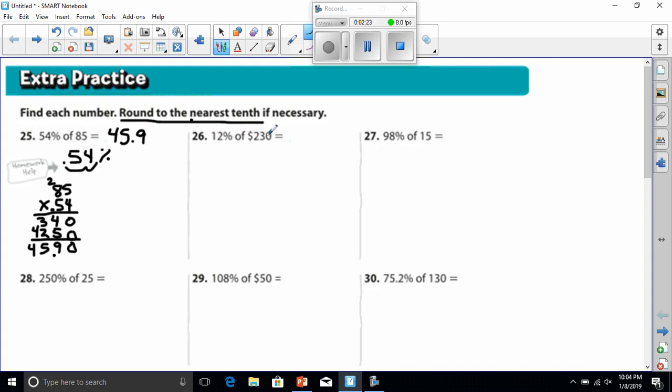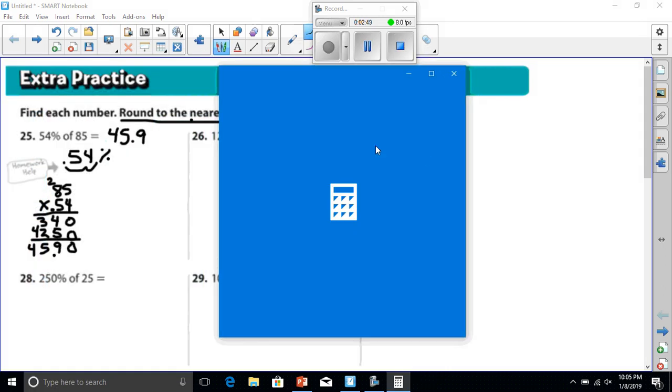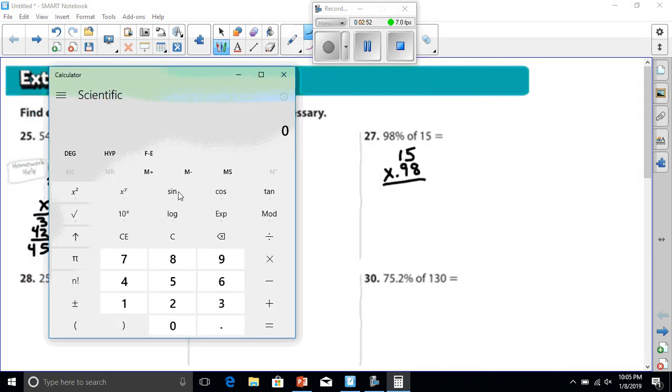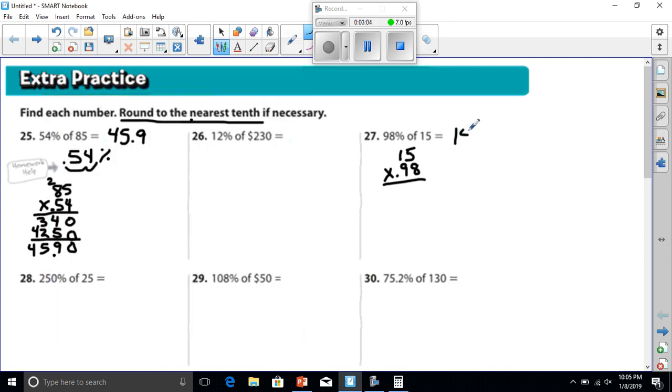All right, you will do number 26. Number 27, we're going to do a little quicker now that I broke it down and showed you how to do it. We got 98% of 15. So I'm going to start using the calculator here because we know this is really going to be 15 times 0.98. Using our calculator, this becomes a little bit easier. 15 times 0.98 is going to equal 14.7. So this would be 14.7.